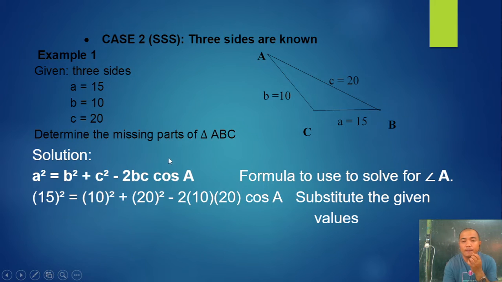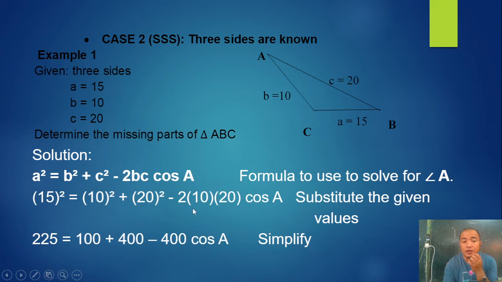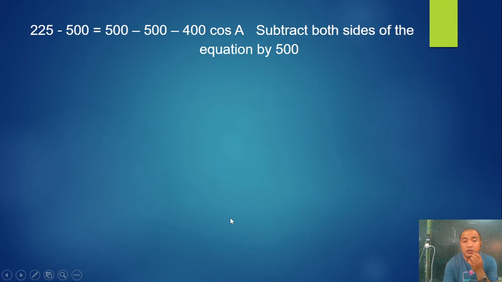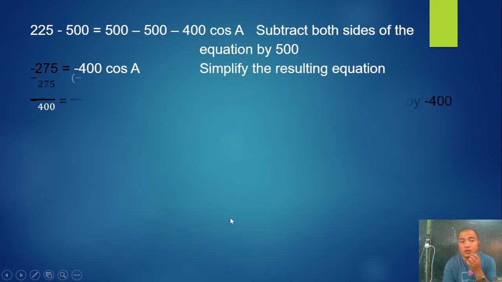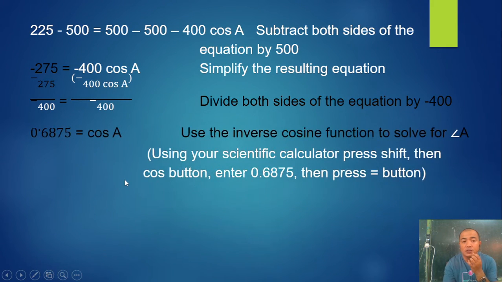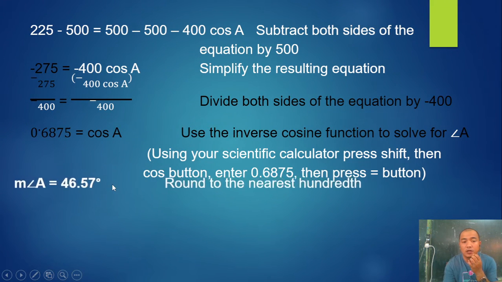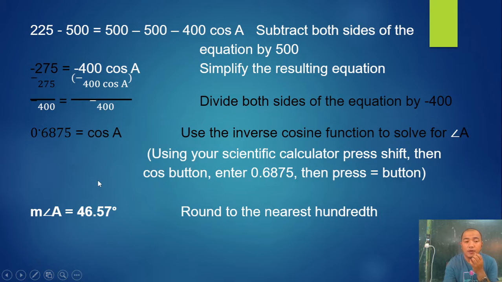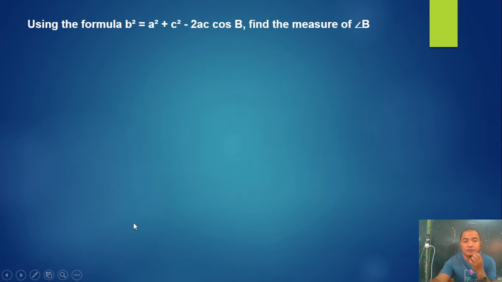So for angle A, let us substitute all the parts: 15 squared minus 10 squared minus 20 squared divided by the product of negative 2, 10, and 20. That is 225 minus 100 minus 400 divided by negative 400. Then get the shift cosine, that is, inverse cosine. Cosine A is equal to 0.6875. So to determine the measure of the angle, shift cos. In your calculator, shift cosine 0.6875, so 46.57 degrees.